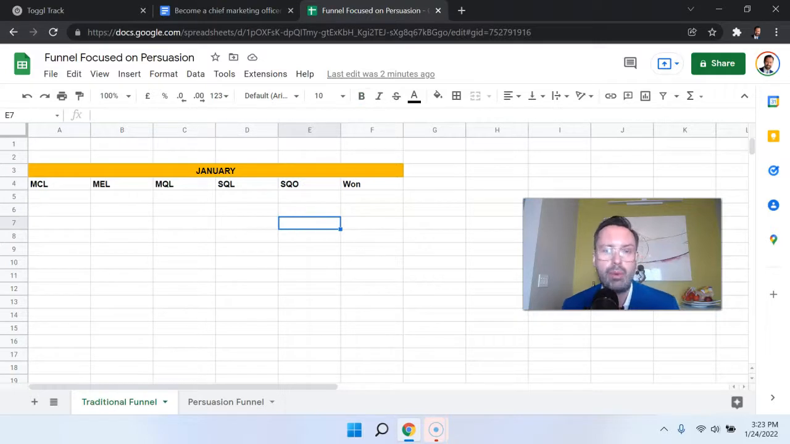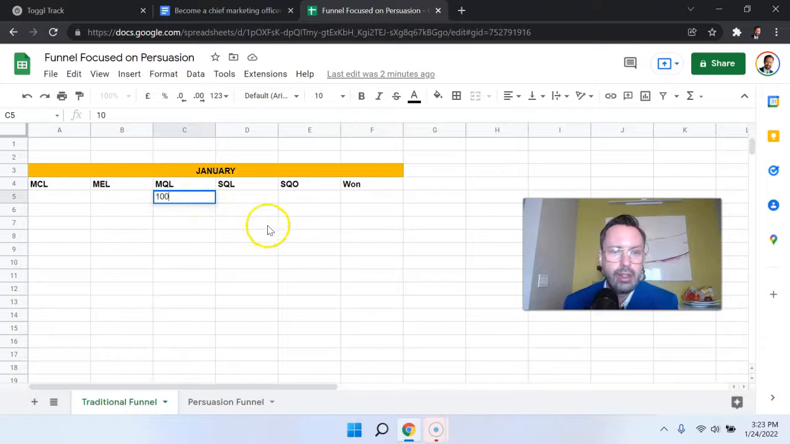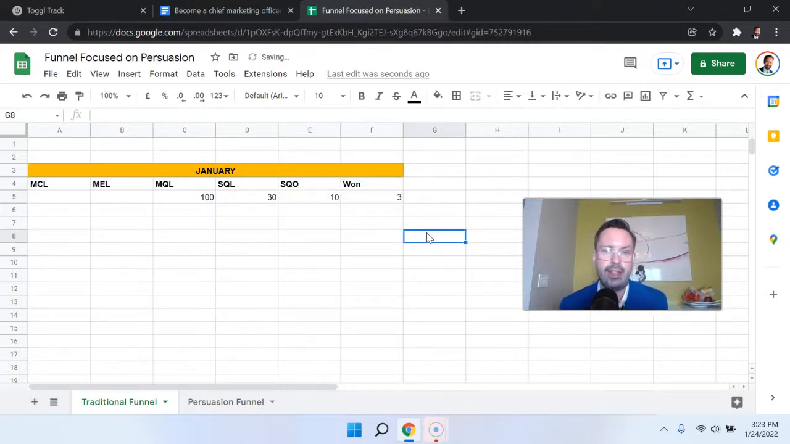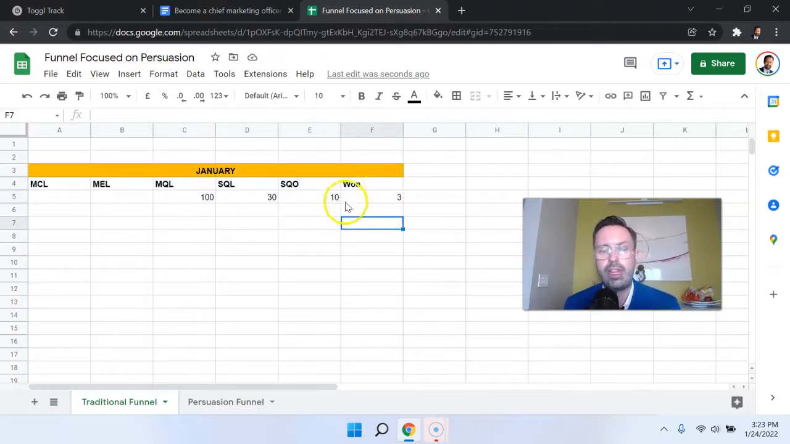But the main thing that I want to point out here is how this analysis is normally done. Normally what we do is we look at our CRM data as business to business marketers and we say, okay, well, how many of these MQLs were generated in January? And we might say, okay, well, there was 100. And then maybe there was 30 SQLs, and then perhaps there were 10 SQOs, and then maybe we won 3 customers, something like that.